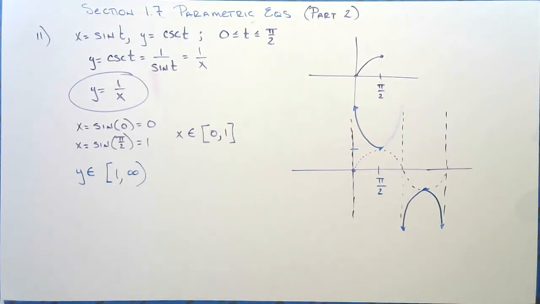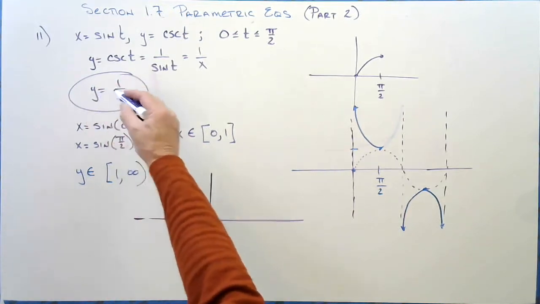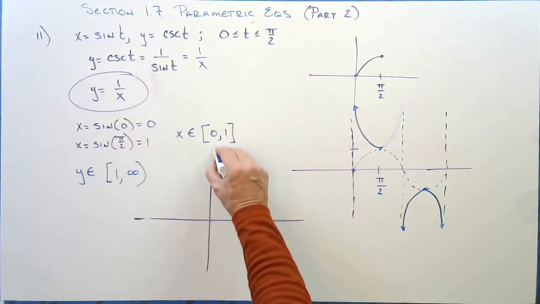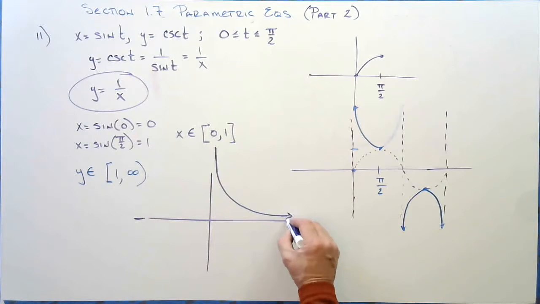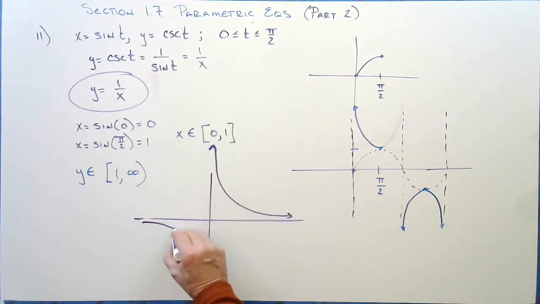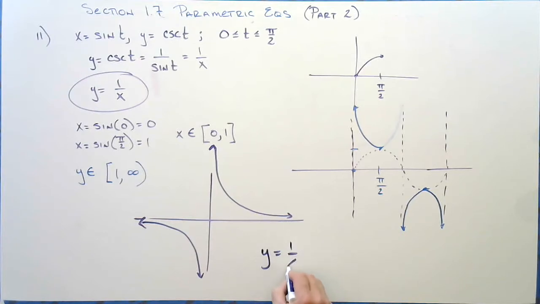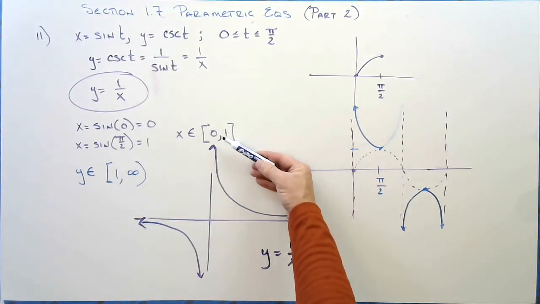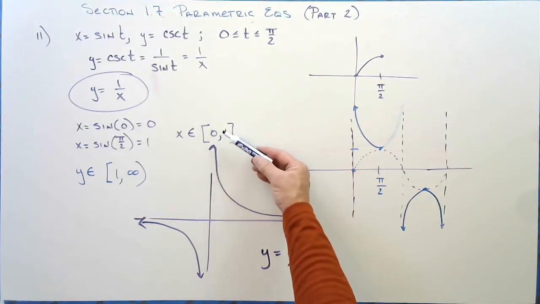Now, they want us to draw the graph of y equals 1 over x, right? That's what part B says. Part B says sketch the curve. Well, the graph of y equals 1 over x, we were taught in pre-calc that this is the graph of y equals 1 over x. However, we have bounds, right? We have bounds on our domain. We know our domain is only from 0 to 1.